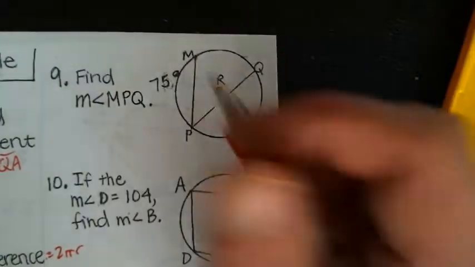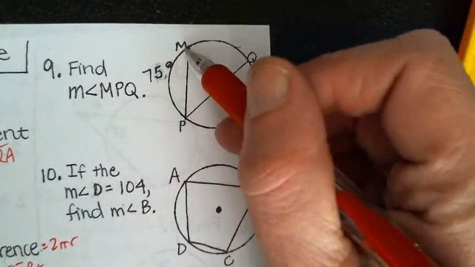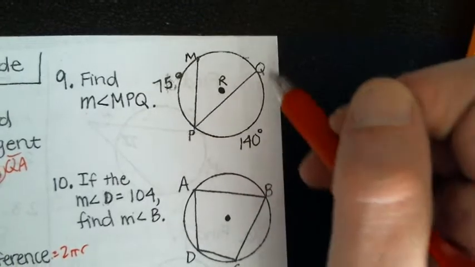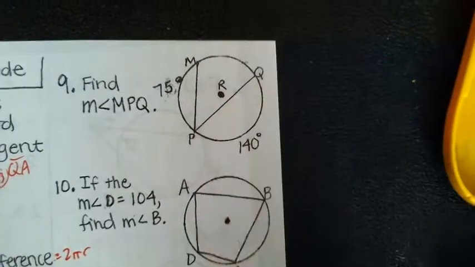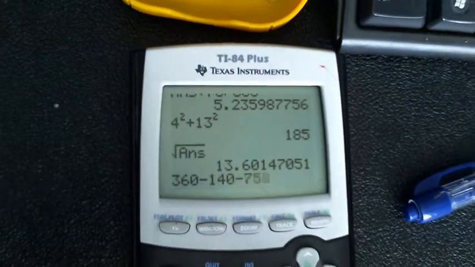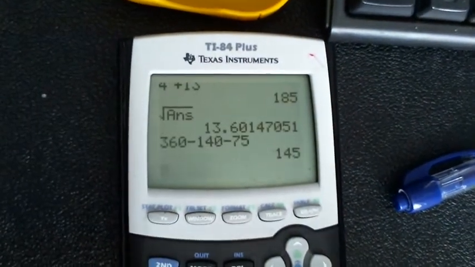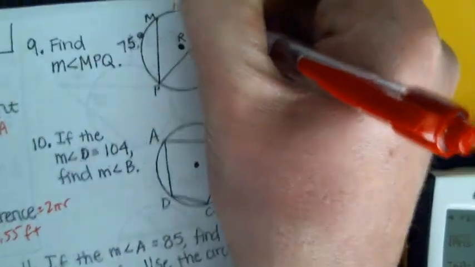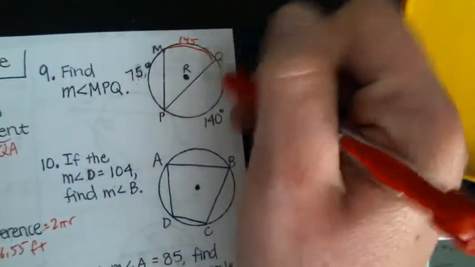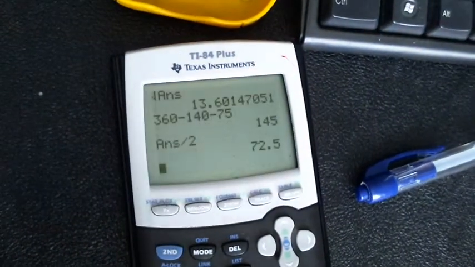Find the measure of MPQ. This is 75, this is 140, the rest would make 360. So 360 minus 140 minus 75. The 145 is this part. Then MPQ is going to be half that. 72.5.